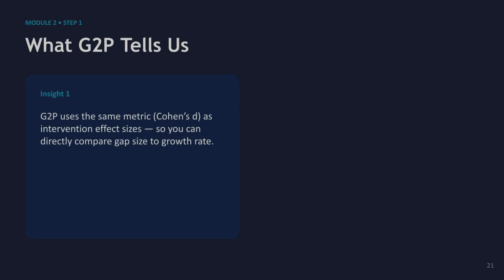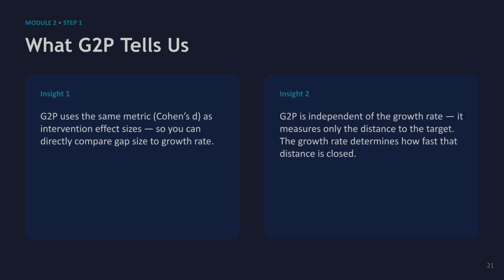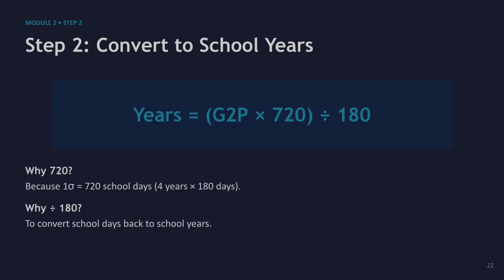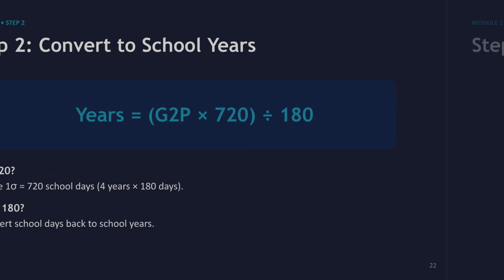First, it uses Cohen's d, allowing direct comparison of gap size to growth rate. Second, G2P measures only the distance to the target, independent of the growth rate. Step 2 converts the G2P measure into school years. The formula is G2P times 720 divided by 180. The 720 represents the school days in 1 sigma, and dividing by 180 converts the result back to school years.